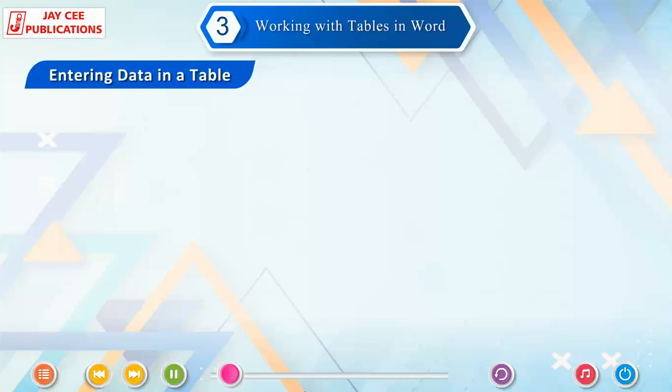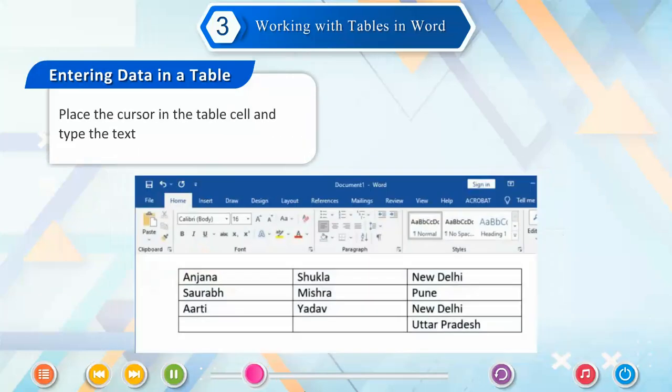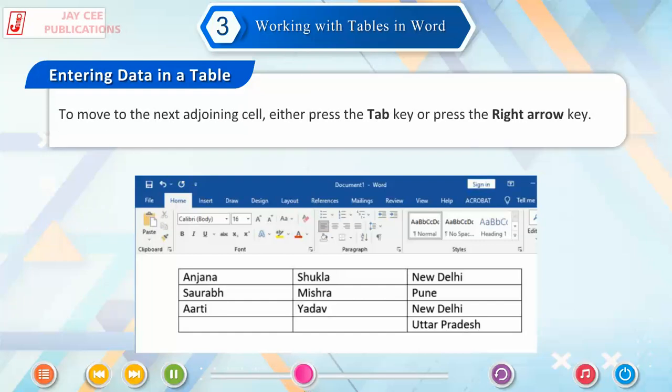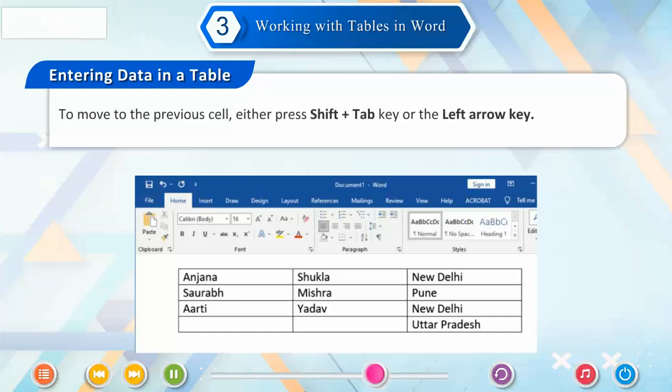Entering data in a table. Place the cursor in the table cell and type the text. To move to the next adjoining cell, either press the Tab key or press the right arrow key. To move to the previous cell, either press Shift plus Tab or the left arrow key.